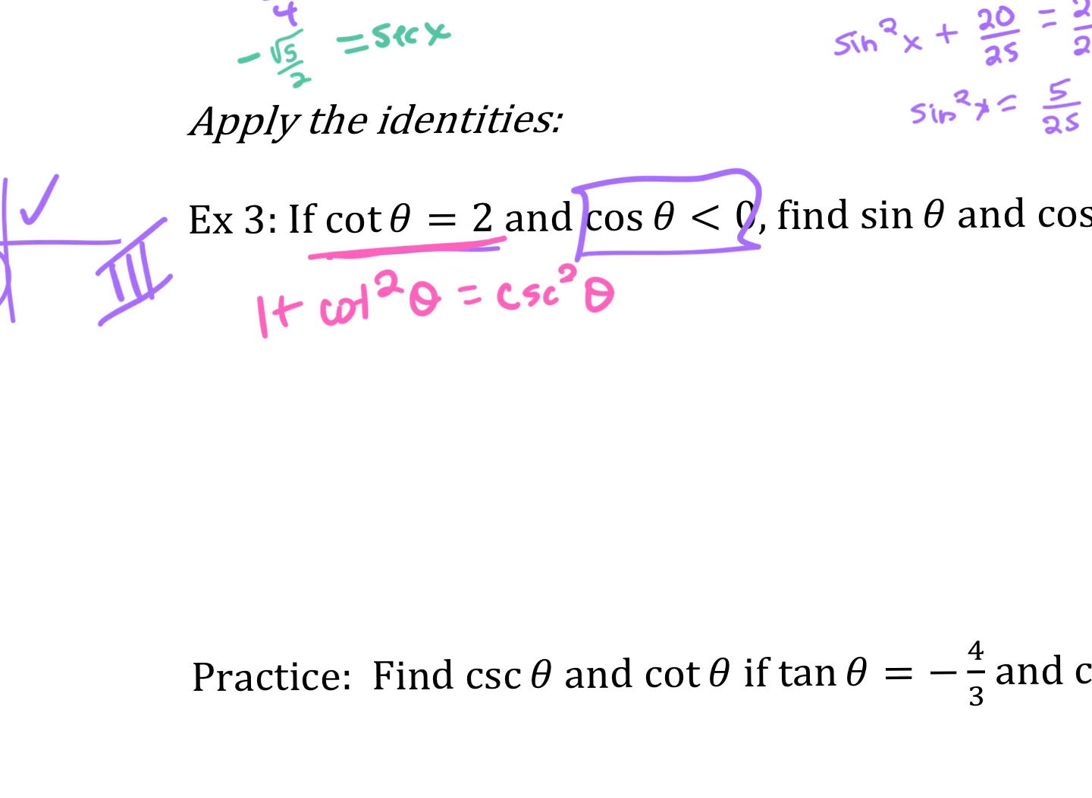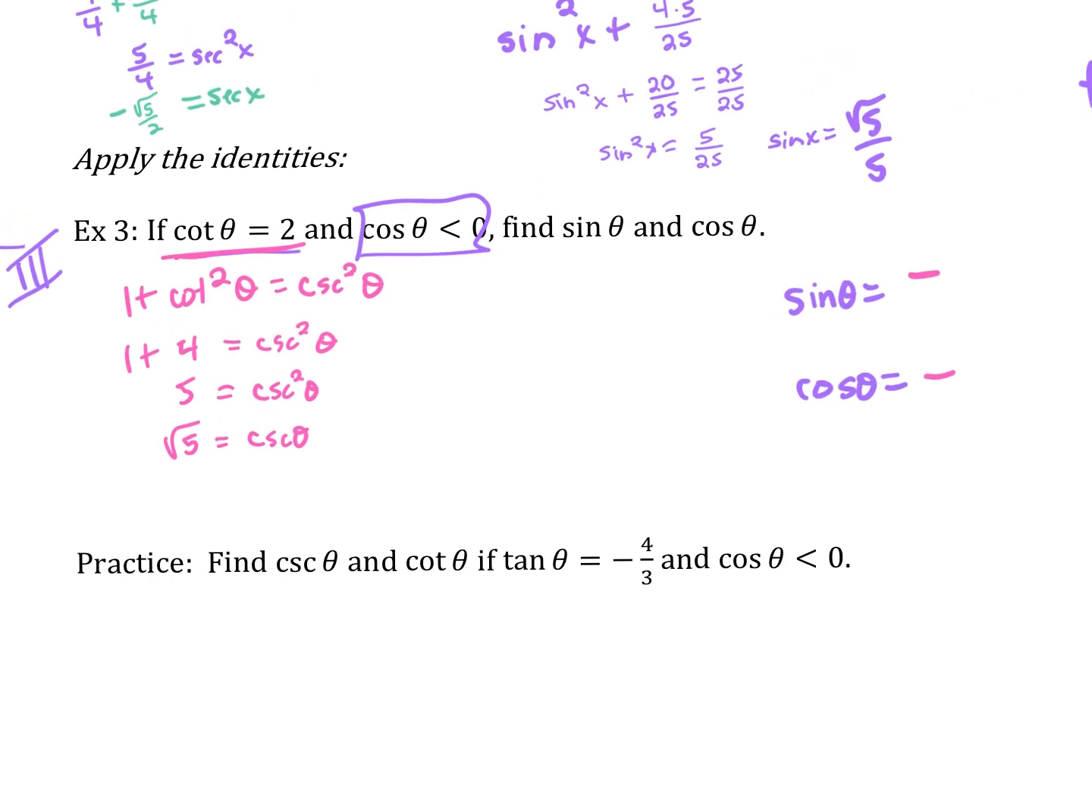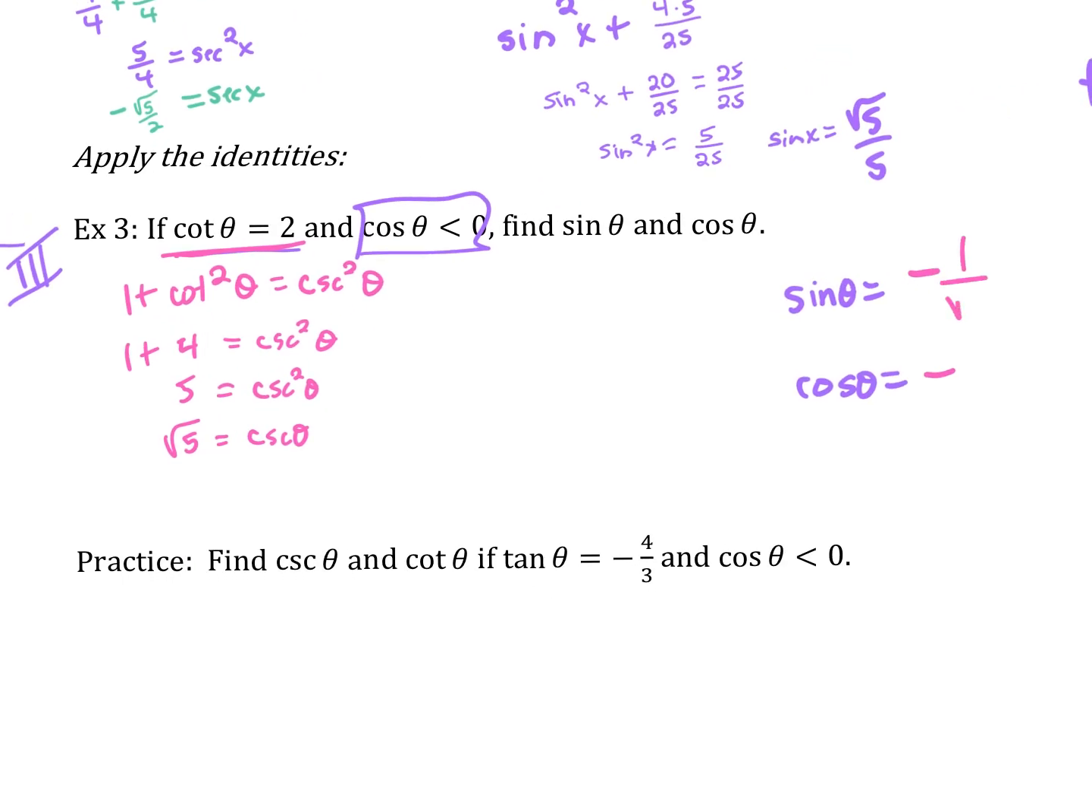Right? Okay, so 1 plus 2 squared, so 4, is equal to cosecant squared theta. So cosecant squared theta equals 5. So cosecant of theta equals the square root of 5. And we're going to have to flip that for our sine. So we have 1 over the square root of 5, which gives us negative root 5 over 5.